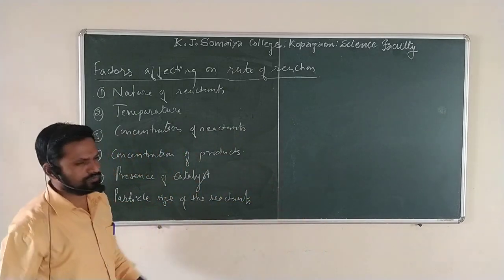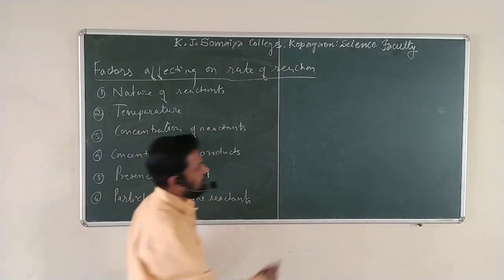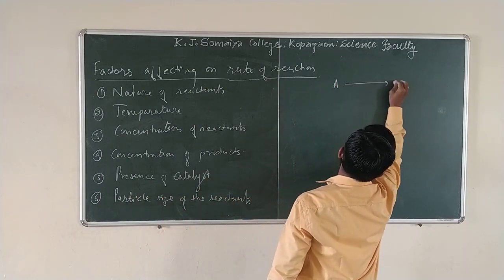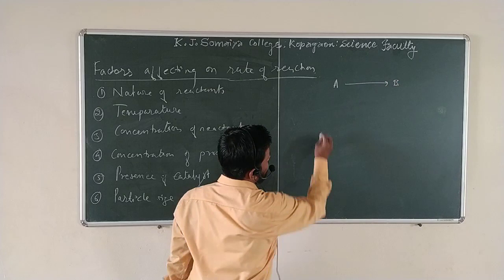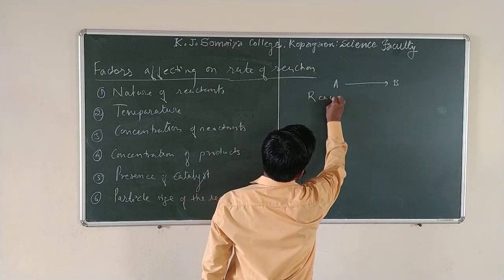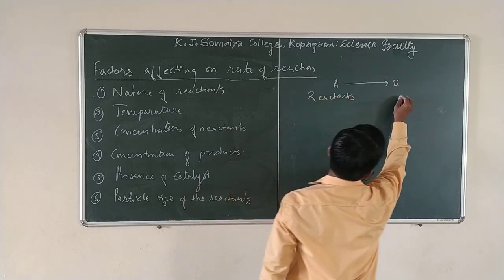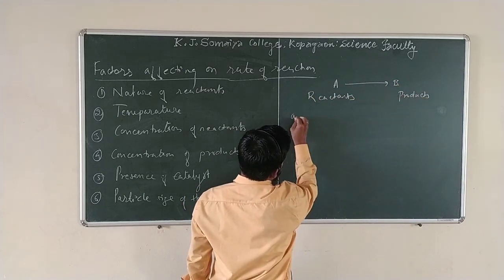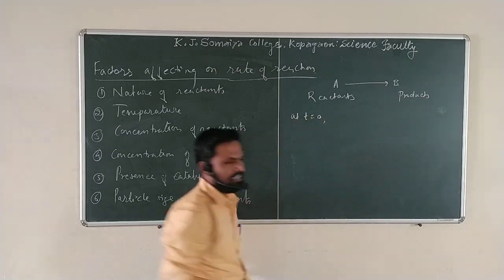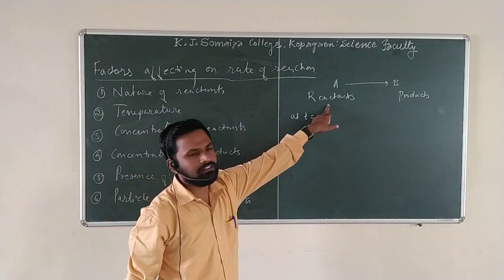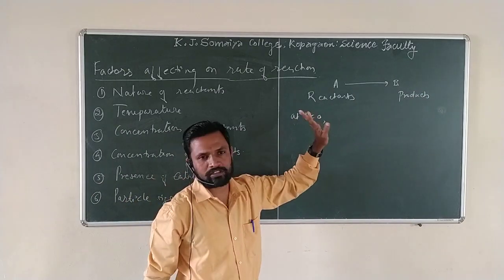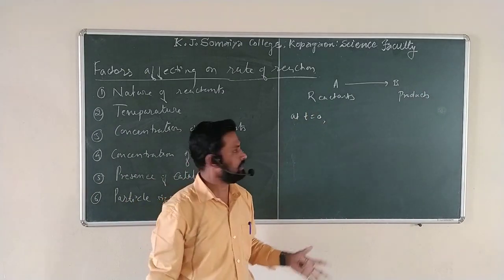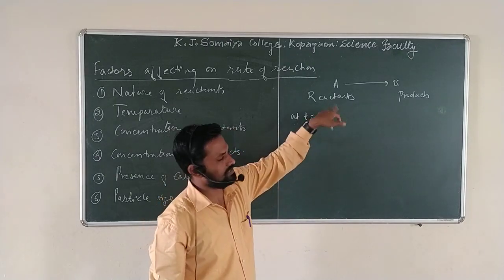concentration of the reactants. This is very important. For example, let me consider a chemical reaction A to B. Initially, these are the reactants, and this will be the product. At time t equal to 0, the initial time, we have the reactants only. There are no products. The concentration of the reactants will be very high, let us consider 100%. It means full concentration is there.